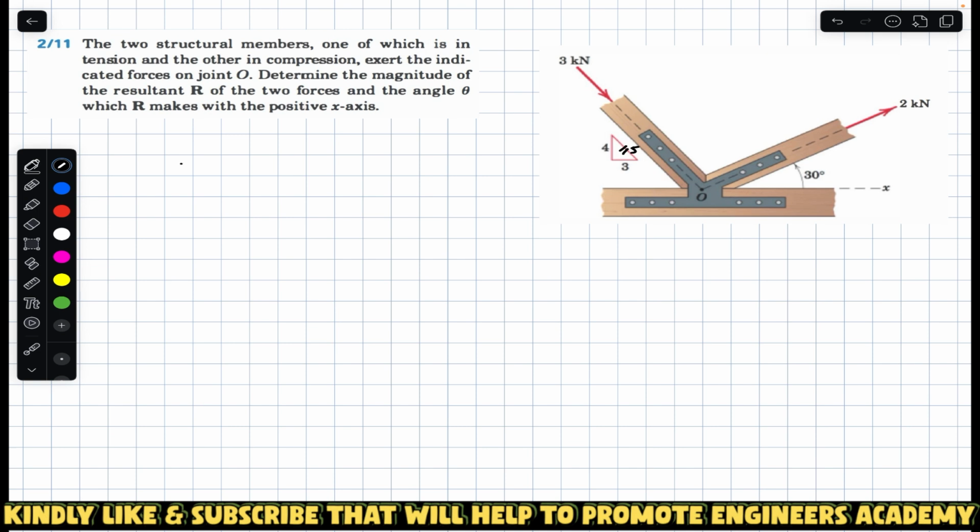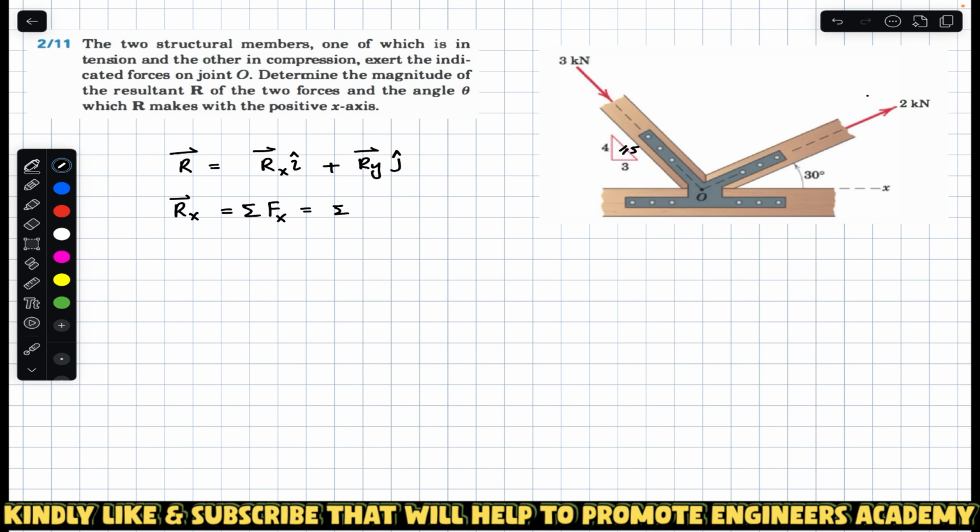Now we are asked to find the resultant. So the resultant vector will be equal to Rx, the x component of the resultant in the i direction, plus Ry in the j direction. And we can say that Rx will be equal to the sum of the x components, so the sum of the x components of both the forces, the x component of the 2 kilonewton force and the x component of the 3 kilonewton force.